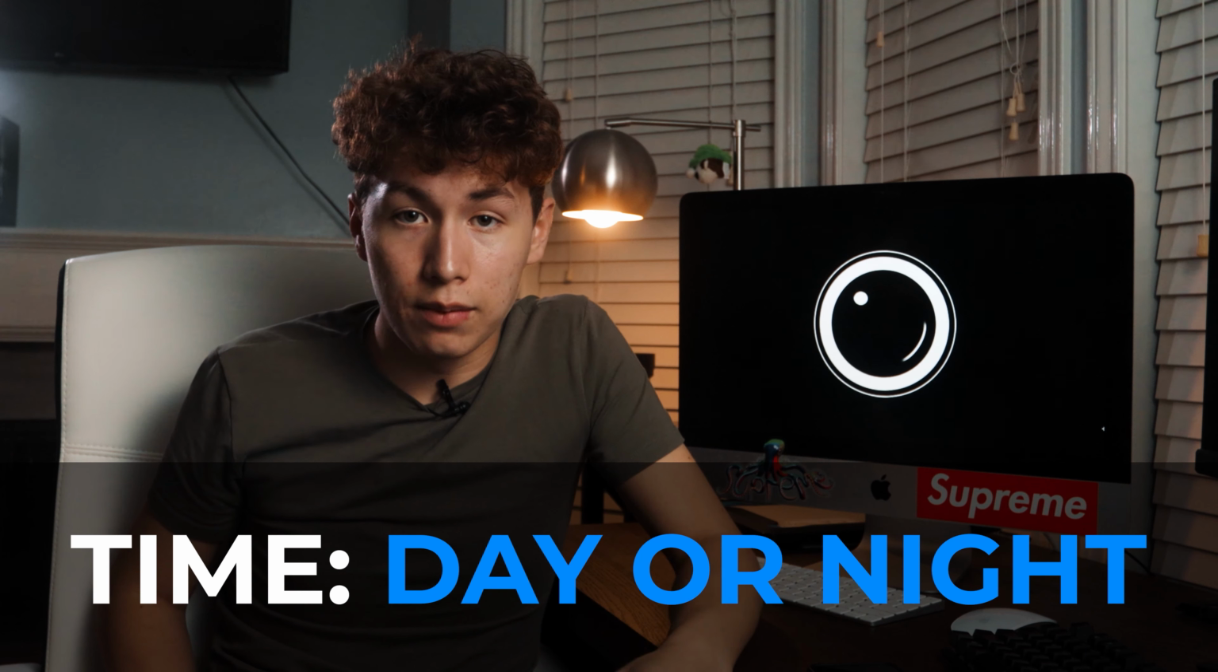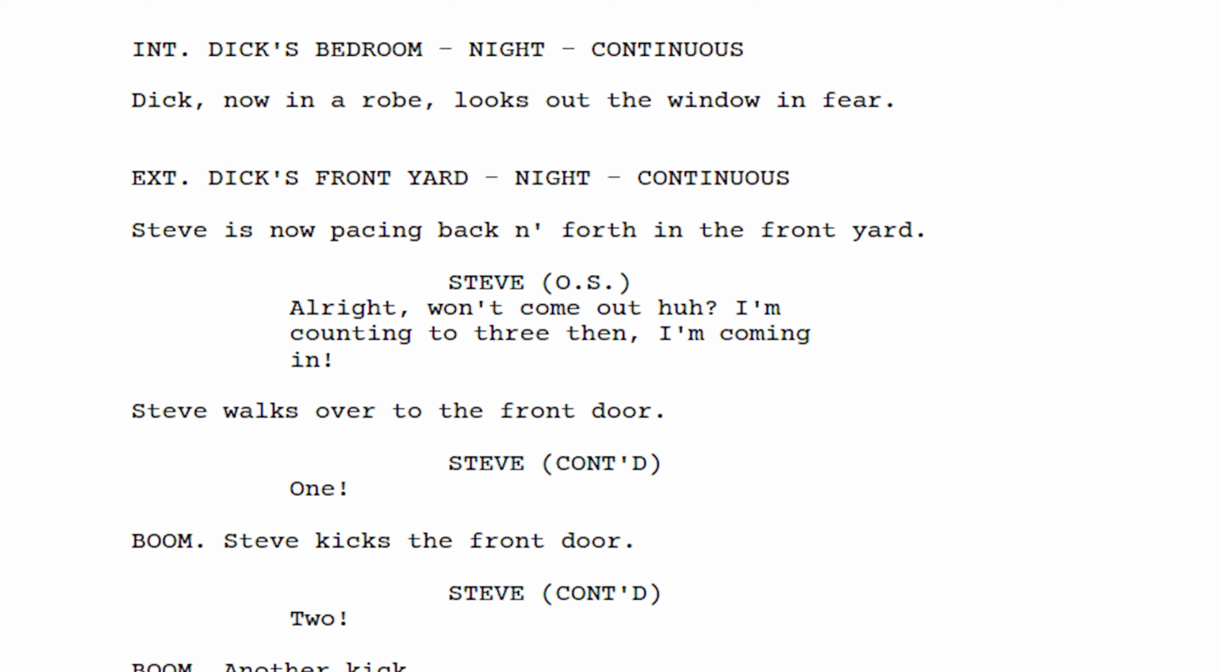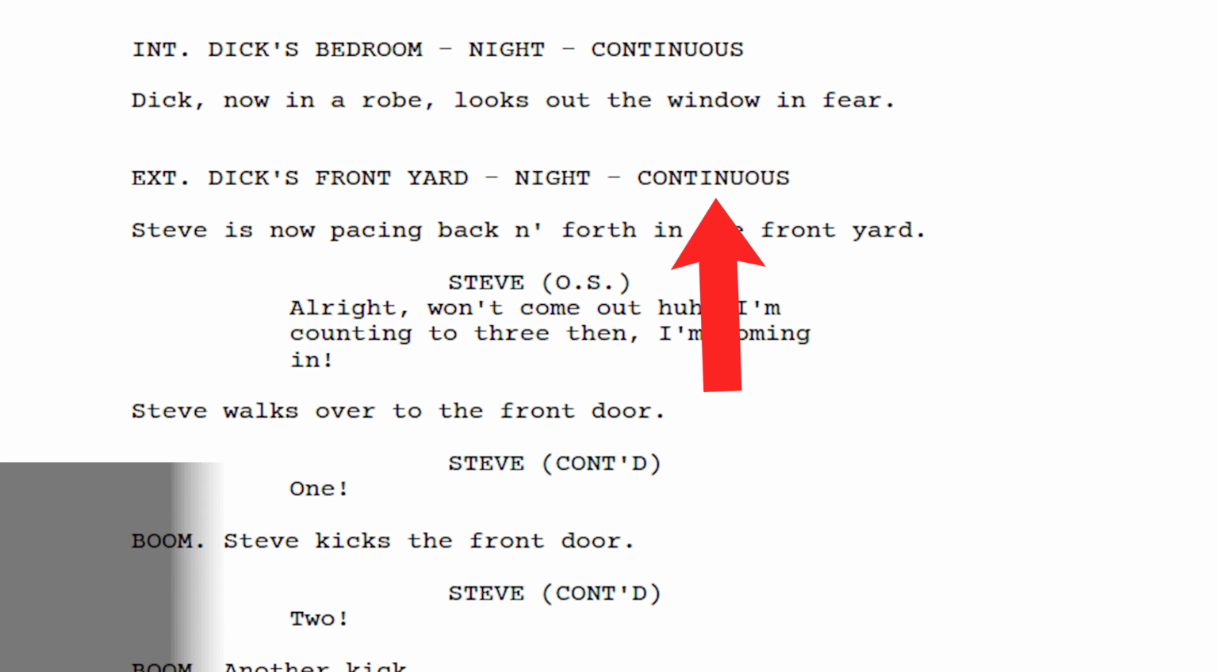Next, we indicate the time by writing either day or night. With this portion of the slug line, it is important to know that generally, day or night is a standard, and it is considered unusual to write a specific time of day unless the story calls for it. Slug lines have many functions, such as indicating a new shot or scene. Continuous is added at the end of a slug line if the writer chooses to cut to a new angle during a given scene.